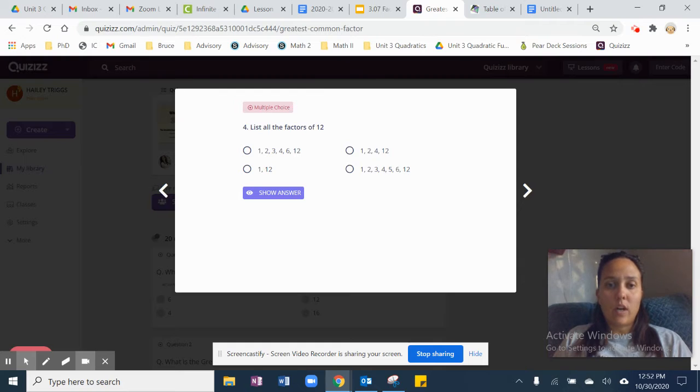List the factors of 12. Well, 1 goes in, 2 goes in, 3, 4, 6, and 12. So this seems right. This is wrong because of 5. This is wrong because it doesn't have enough numbers, and neither does this. So A is the correct answer.